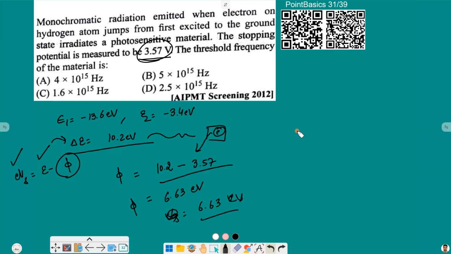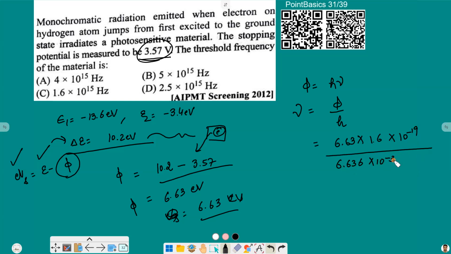Now from that we can calculate the threshold frequency, and that will be equal to phi is equal to basically h nu. So frequency will be phi by h. Phi is 6.63 electron volt, and we will convert into joules. So multiply 1.6 into 10 raised to power minus 19 divided by h, that is 6.63 into 10 raised to power minus 34. So assuming these to be equal, what we will get is 1.6 into 10 raised to power minus 19 plus 34, that will be 10 raised to power 15. So approximately our answer will be option C.